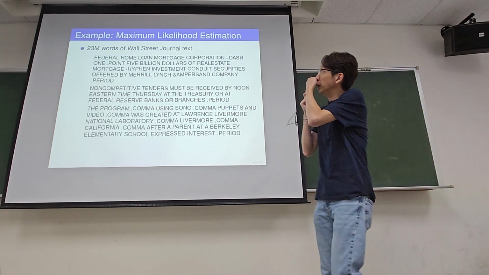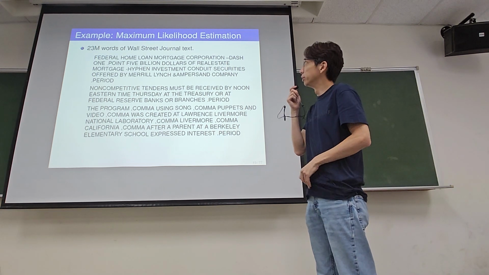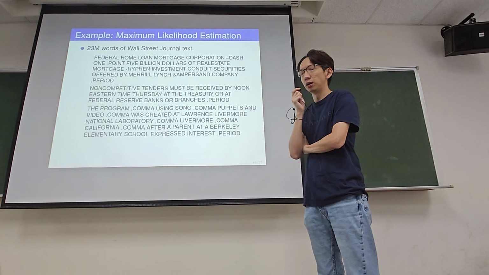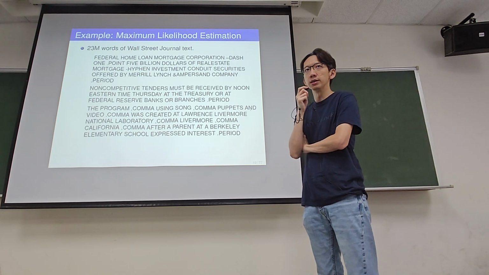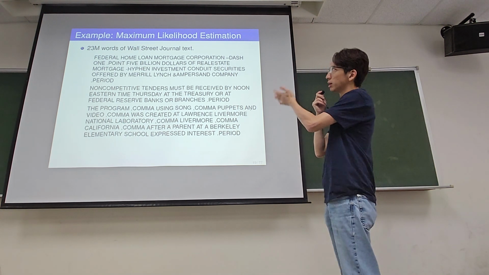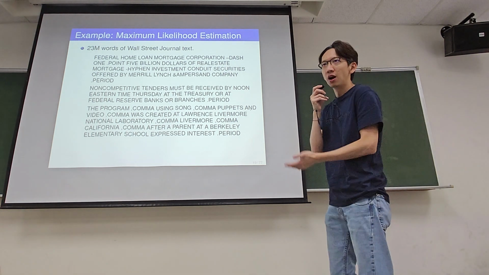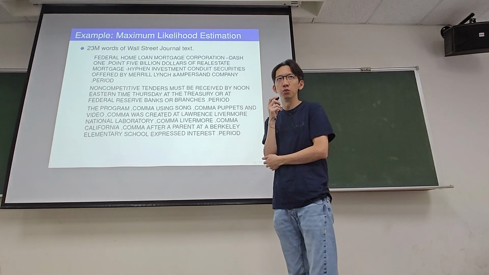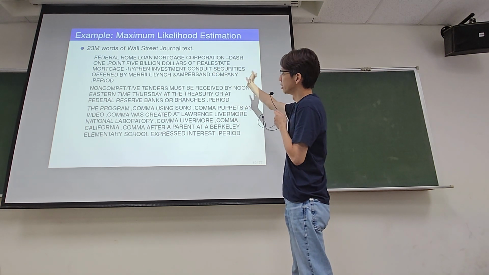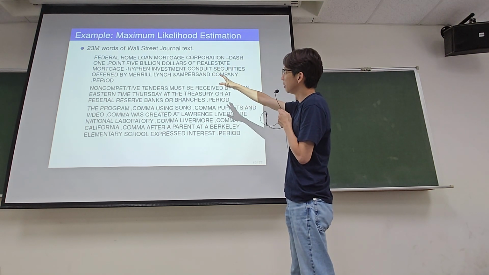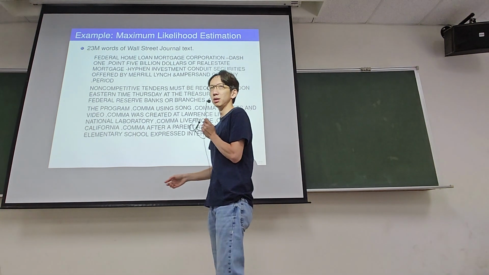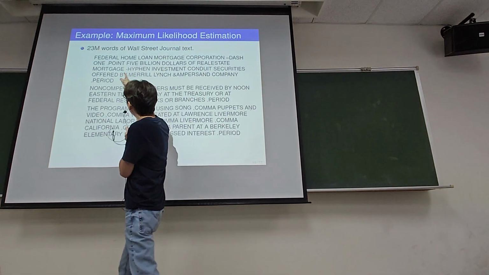There's a corpus called the Wall Street Journal text, which is one of the very standard early ASR data sets that people use to train language models. There are 23 million words, basically gathered from past Wall Street Journal articles, all those texts. For example, 'Federal Home Loan Mortgage Corporation dash $1.5 billion of real estate.' You see there are some tricks here. I won't go into detail, but you can see that.